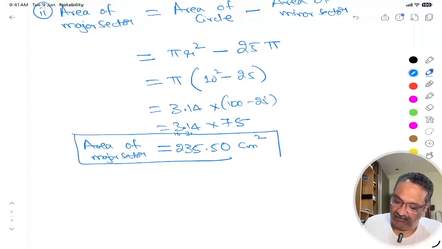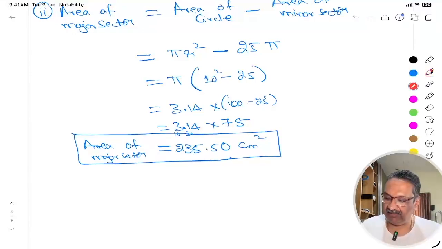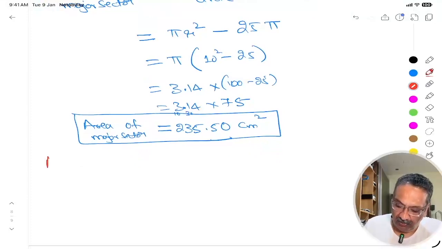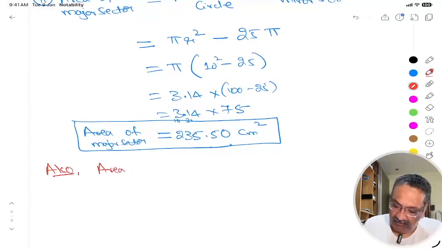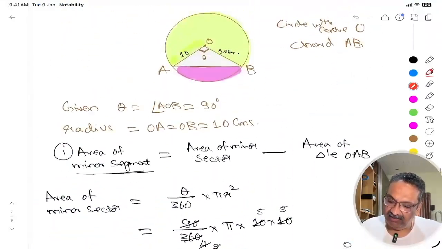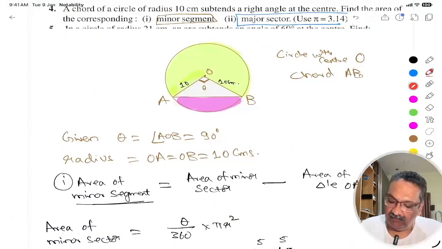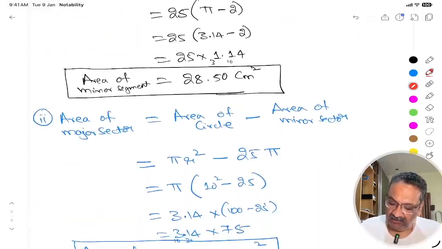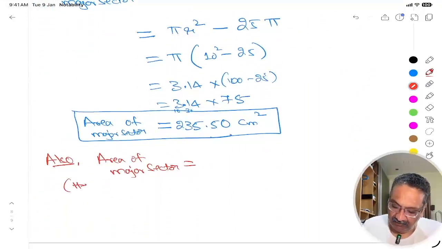See, there is another way of solving this area of major sector. We will do that also. Also, we can check this. See, area of major sector. Now, this major sector is also another sector only, but in this case theta will be this. Okay, so here theta will be 360 minus 90 degree, which is equal to 270 degrees.